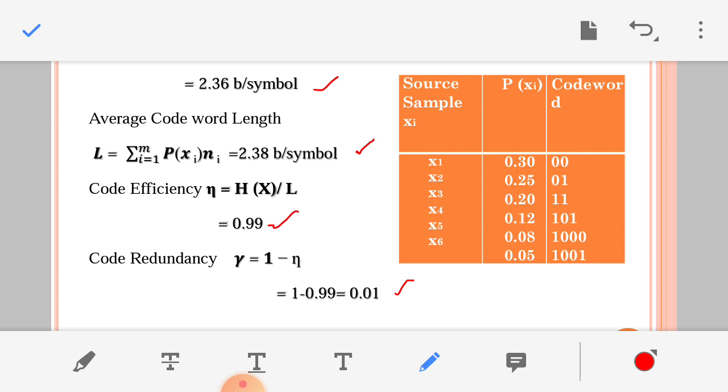Then the code words for the Huffman coding: for x1 code word 00, x2 01, x3 11, x4 101, x5 1000, x6 1001.